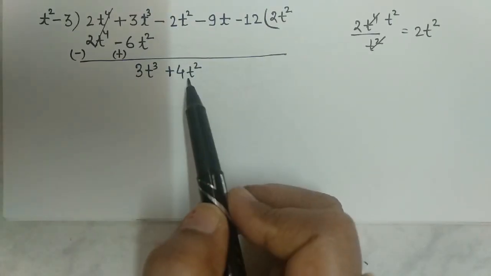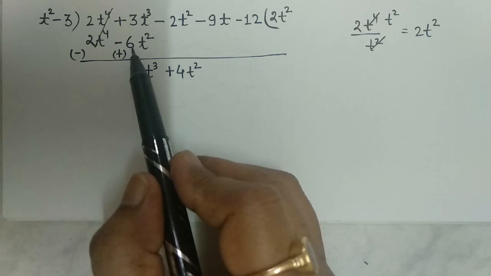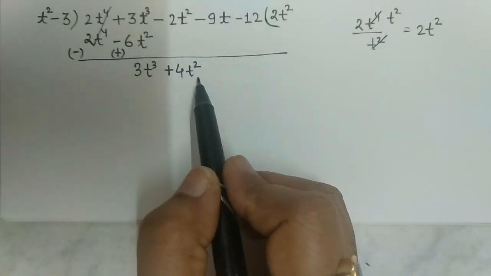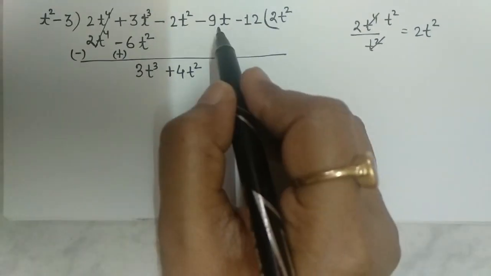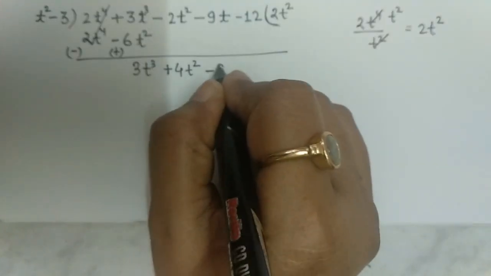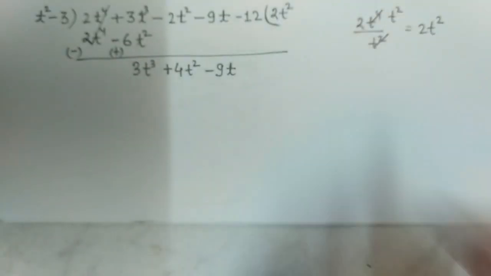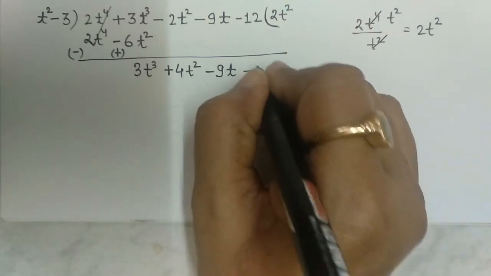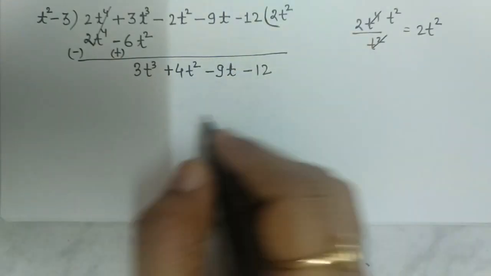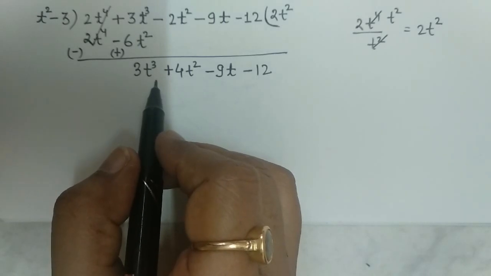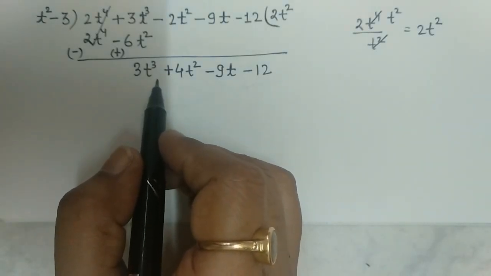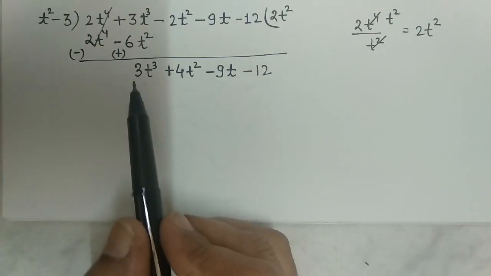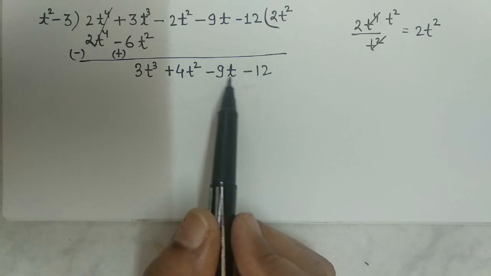और ये 4t स्क्वायर हमें कहाँ से मिला है? जब हमने इस प्लस 6t स्क्वायर से ये माइनस 2t स्क्वायर को सब्ट्रैक्ट किया है तो हमें प्लस 4t स्क्वायर मिला है. ओके, now I will write this minus 9t here, then I write minus 12 here. Okay, this is minus 12 here. So now check the degree of the new dividend in comparison to divisor. So this is our new dividend, 3t cube plus 4t square minus 9t minus 12.